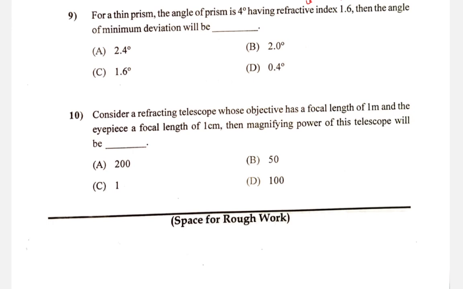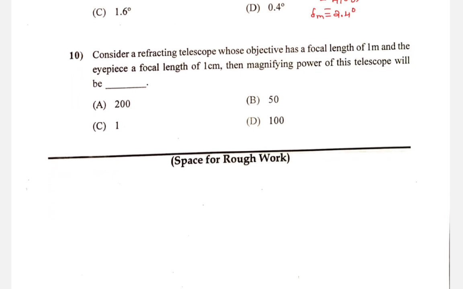Next question. For a thin prism, the angle of prism is 4 degree, having refractive index 1.6. Then the angle of minimum deviation will be, and we know that for a thin prism delta minimum is equal to A into (n minus 1). So angle of prism is 4 degree, refractive index 1.6 minus 1, which means 4 into 0.6, which is almost equal to 2.4 degree. So delta minimum is equal to 2.4 degree. Answer will be A.